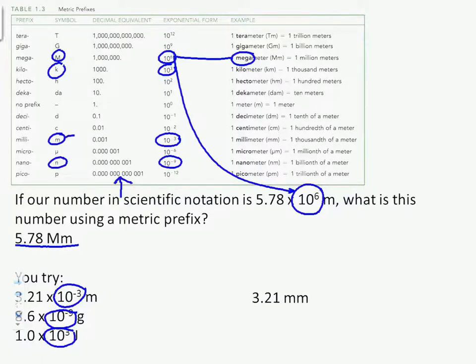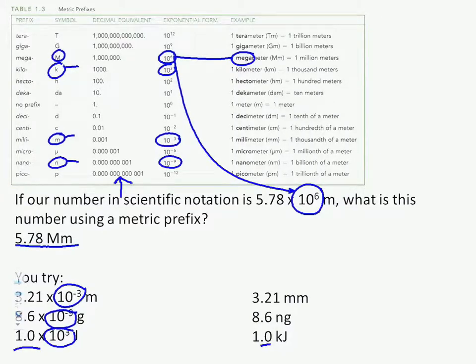Check. 8.6, 10 to the minus 9 is the same thing as a nano. Check. And 10.0 kilo. And notice we did keep that 0 because we kept it over here. And so the 10 to the 3rd is the same thing as a kilo. Okay?